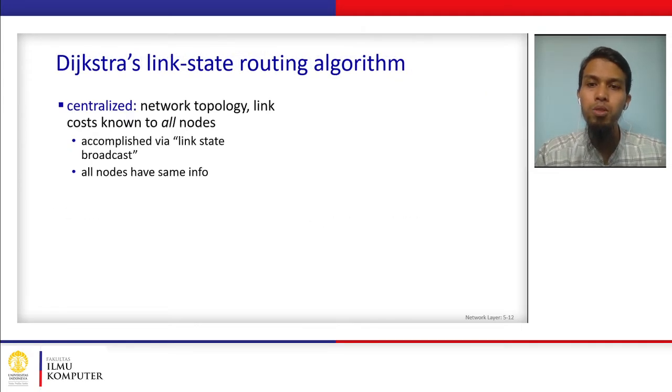As we said in the previous video, it falls under the centralized routing mechanism. It doesn't mean that there is a central entity that computes all the least cost paths and then distributes the computation results to all the nodes. It means that all the nodes in the network have a global view of the network topology, and all the nodes have the same information about the cost of the paths between nodes, and this is all accomplished via link state broadcast.